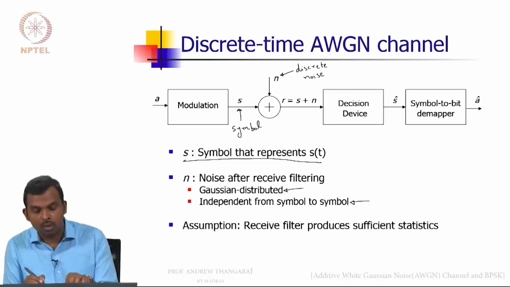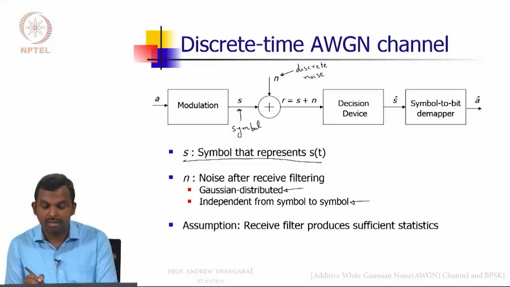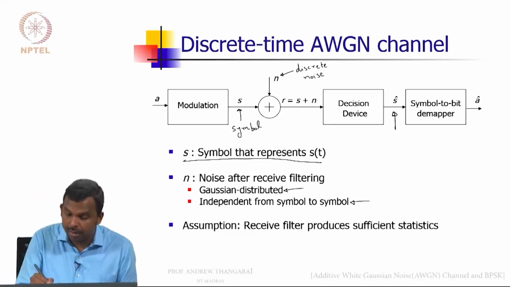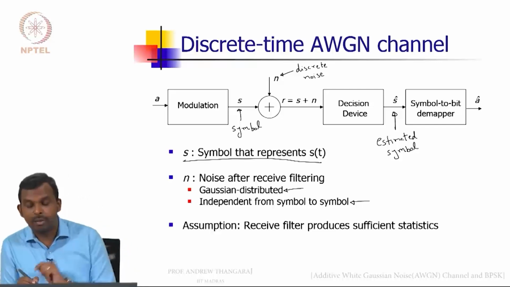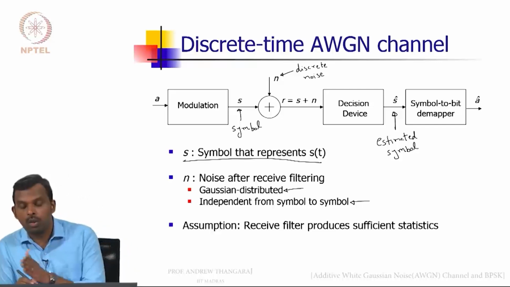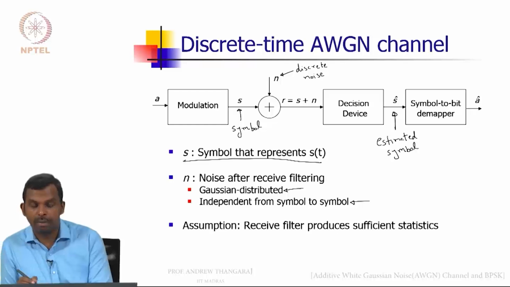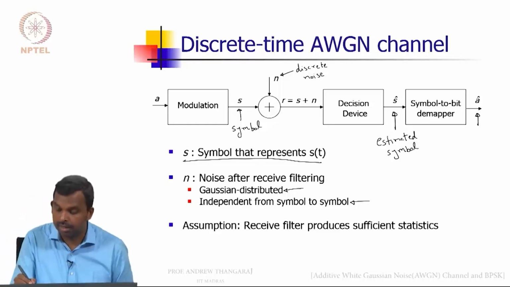Okay. So, once you have this value R, you can run a decision device and come up with an estimate of the symbol. This is the estimated symbol. Okay. Once you have an estimated symbol at the receiver, you can do a demapping and go back to the bit. Okay. So, this is the estimated bit.